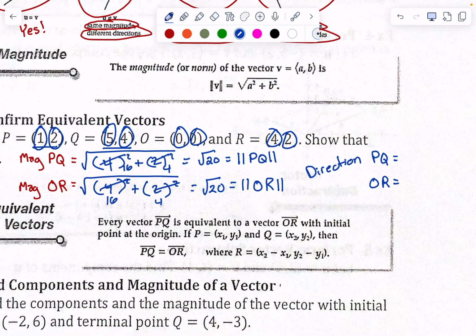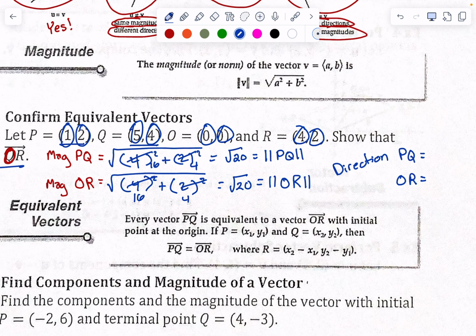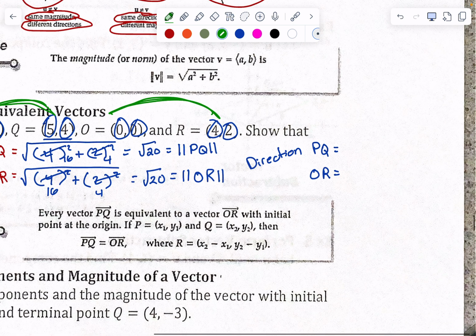Based off of coordinates, like where they start and where they end. So that is having to do with the slope. Okay, so let's find the slope from P to Q, and then let's find the slope from O to R. How do we do slope, by the way? Y2 minus Y1 over X2 minus X1, right?